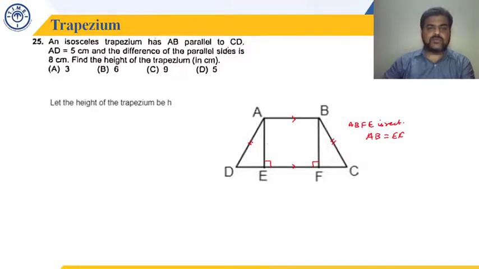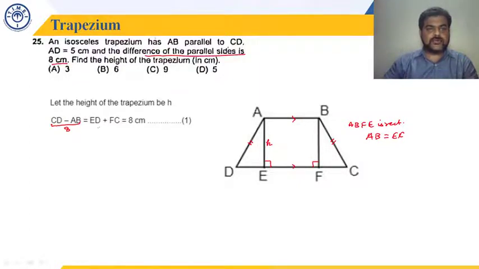And let us say the height of the trapezium is H. So let's say this is H. Fine. So can I say CD minus AB is 8 centimeters? This thing is 8. Why is it 8? Because it is given in the question. The difference of the parallel sides is 8 centimeters.